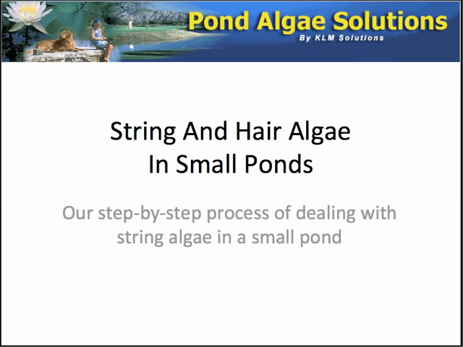We want to cover the topic of dealing with string and hair algae in a small pond or water garden. This is our step-by-step process or protocol, if you will, that we'll go through in trying to remedy the problem through natural means, some holistic steps, before we ever get to a point of using a chemical. And so we wanted to provide this to you as sort of a roadmap that you could follow that may help you improve the problem and clear up your pond without using any algicides or anything like that.